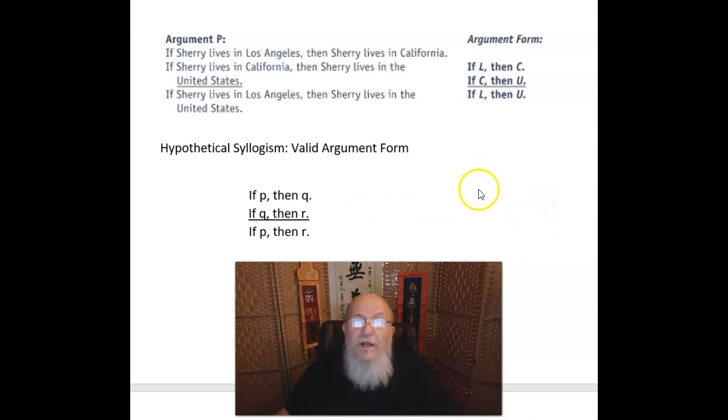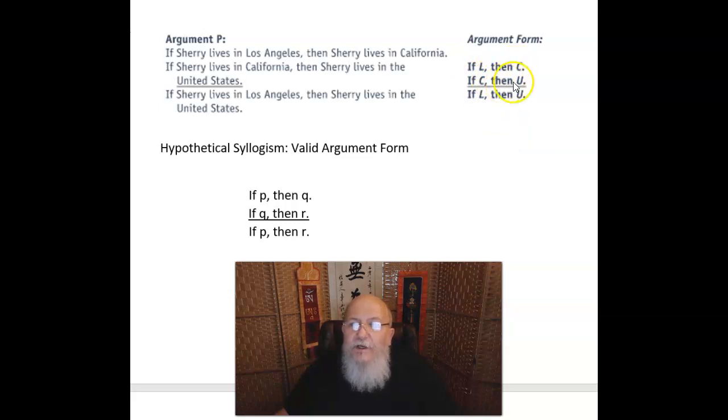Holy cow. Anyway, here: if Sherry lives in Los Angeles, then Sherry lives in California. If Sherry lives in California, then Sherry lives in the United States. Therefore, if Sherry lives in Los Angeles, then Sherry lives in the United States. So we should have a dictionary. If you did it on an exam, I'd want you to put a dictionary. We'd say, let L equal Sherry lives in Los Angeles. Let C equal Sherry lives in California. And let U equal Sherry lives in the United States.